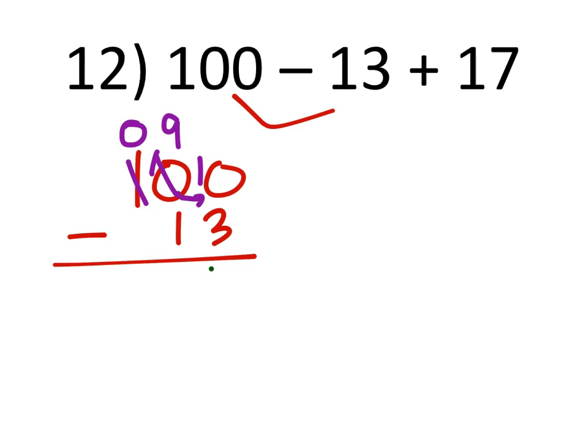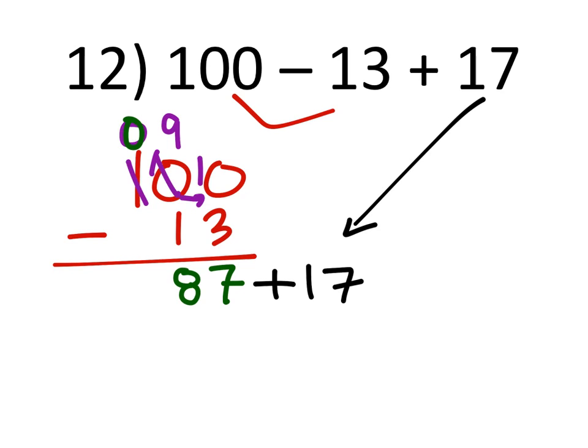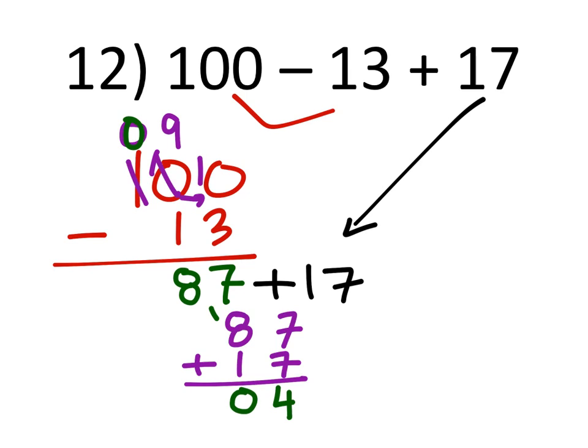10 minus 3 is 7. 9 minus 1 is 8. So I've got 87 on this. The 1 became a 0, so dropping it's not going to do any good on that. Now I still got this plus 17 right here. So if I add these now, we've got 87 plus 17. And 7 plus 7 is 14. And now I've got the 1 to add to the 8 as well. 1 plus 8 plus 1 is actually 10. So it's just a little over 100. 104.